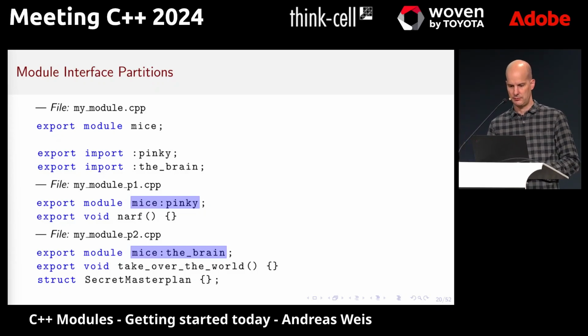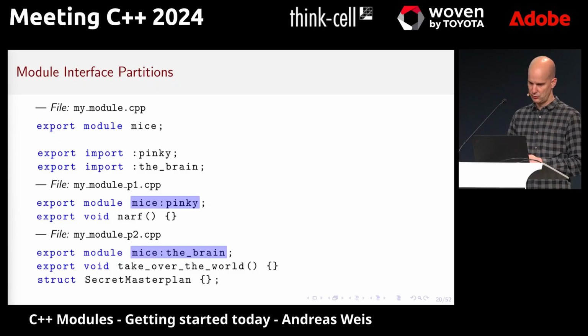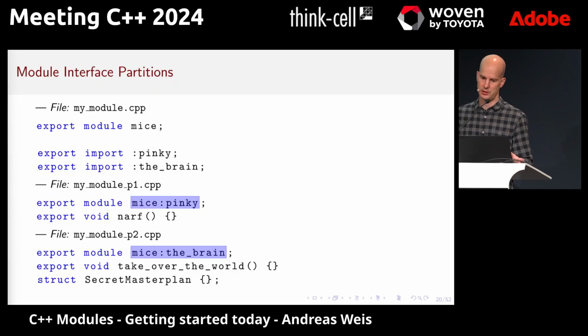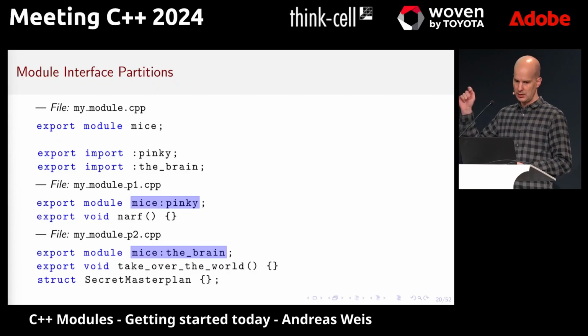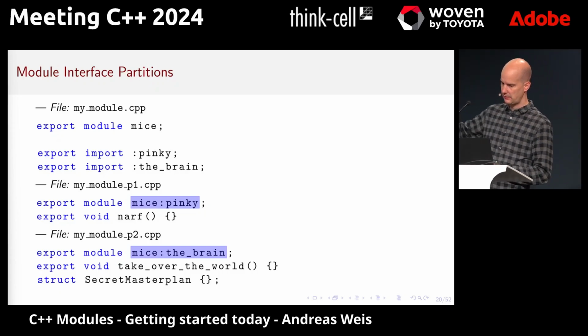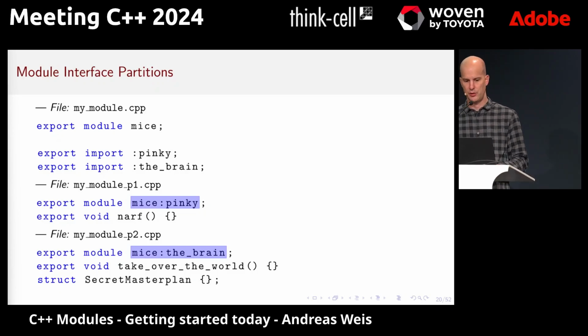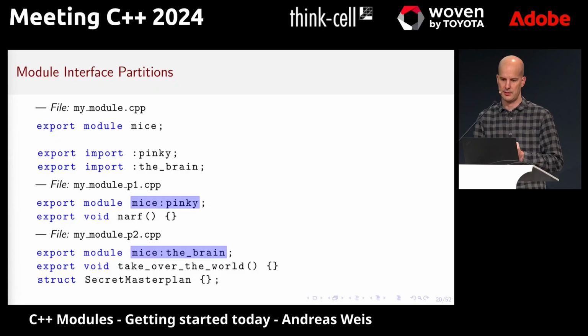But then if you split it up like this, first of all, you can partition your interface this way. But what you can also do is define private parts, like the secret master plan that we have here at the bottom, which will not be visible outside of your module.